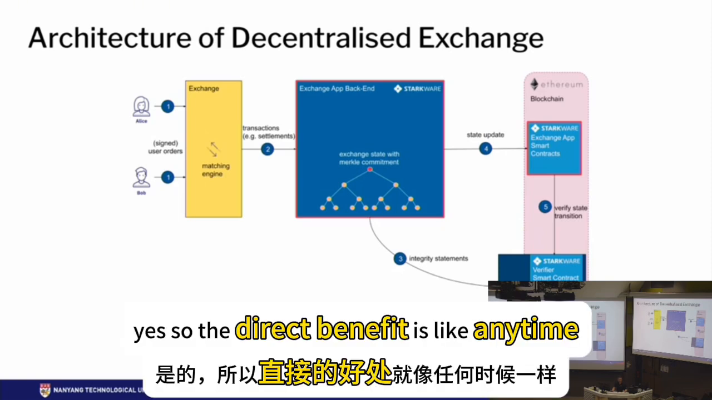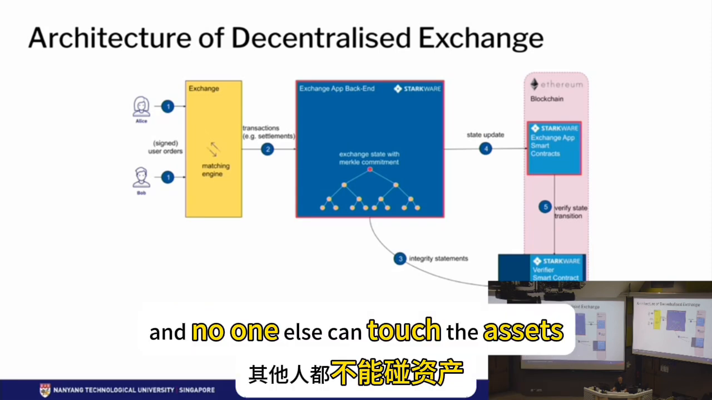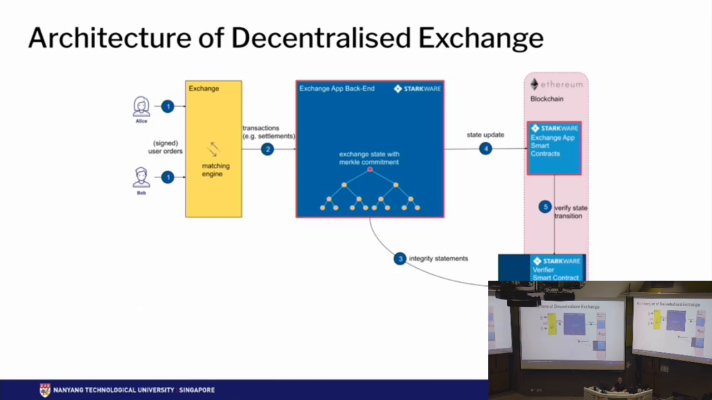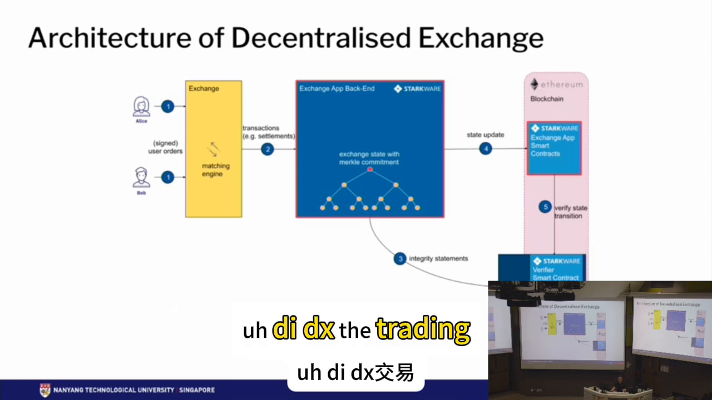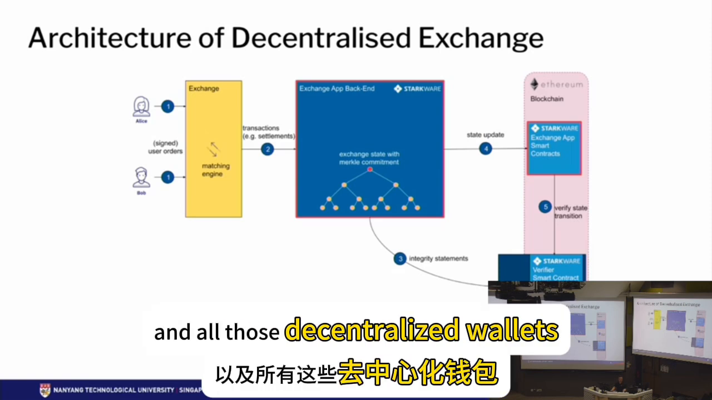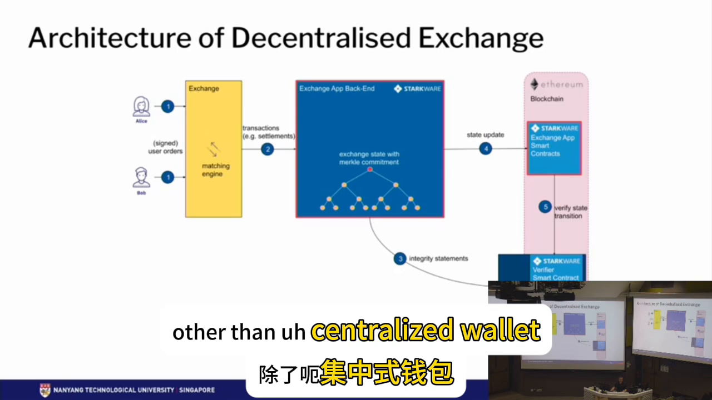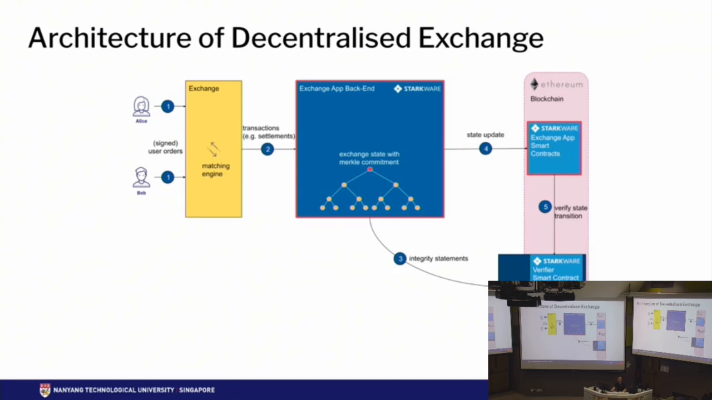So the direct benefit is that any time the user can withdraw money, and no one else can touch the assets on the platform. That's why when you trade on dYdX, the trading wallet is MetaMask and those decentralized wallets rather than a centralized wallet. Yeah, that's a direct benefit.